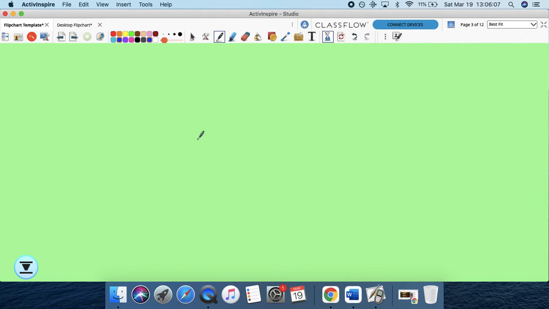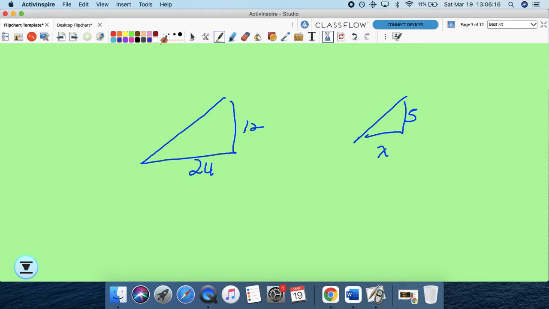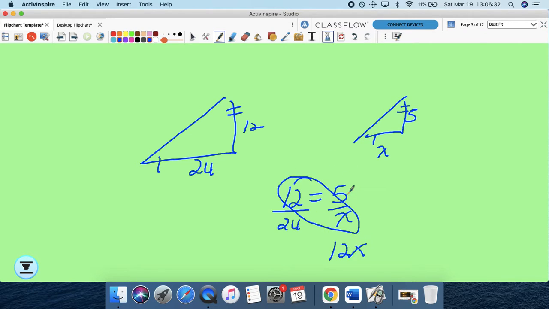Okay. We have 2 triangles, they're similar. This is 24, this is 12. This is the smaller triangle, and this is 5, so we'll call it X. So this corresponds to this, and this corresponds to that. So you can set up a proportion. 12 corresponds to 5 as 24 corresponds to X. Cross multiply, you get 12X equals 120, divided by 12, X equals 10.